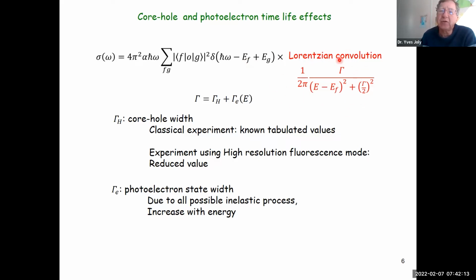To do that, you have to make a convolution through a Lorentzian function, and the width of this Lorentzian is due to the width of the core hole, but also the width of the photoelectron state. And this one depends on energy, because if you are close to the Fermi level, this value is 0. And when you increase the kinetic energy of the photoelectron, you can excite plasmons and different phenomena, and so this broadening increases.